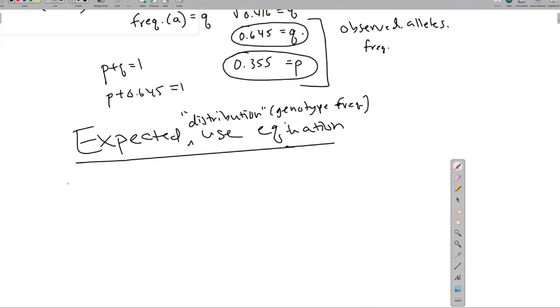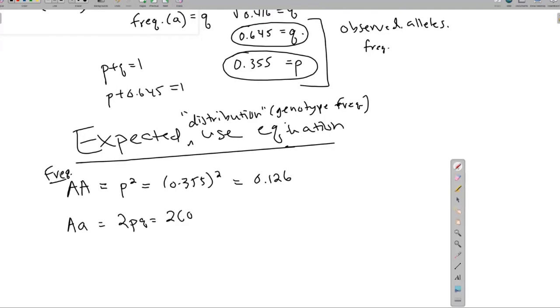So you're just doing p squared, q squared, and 2pq. The frequency of big A, that's your p squared. So you just go up and get your p, 0.355 squared. So the frequency of big A you'd expect is 0.126. So you expect 12.6% of the population to be homozygous dominant. For heterozygotes, 2pq, so you expect 45.8%, or 0.458, to be heterozygotes.